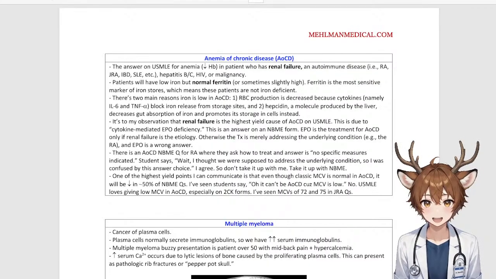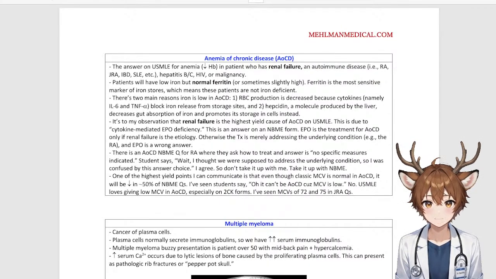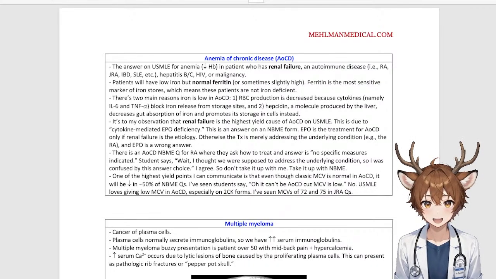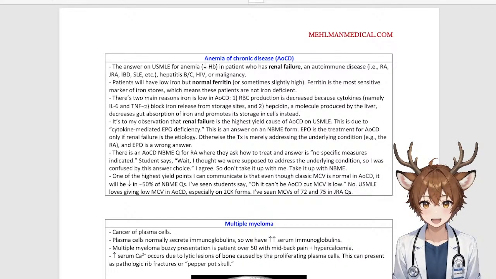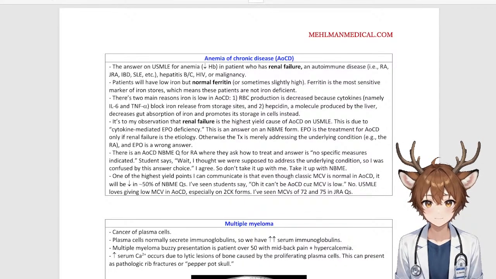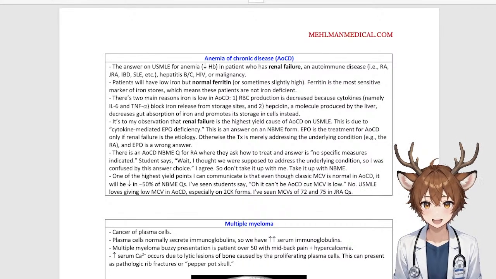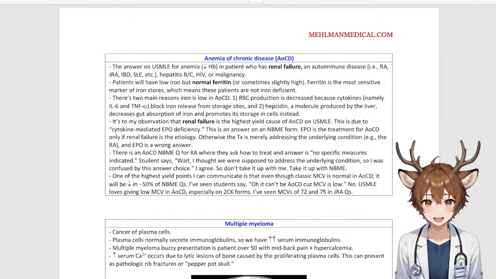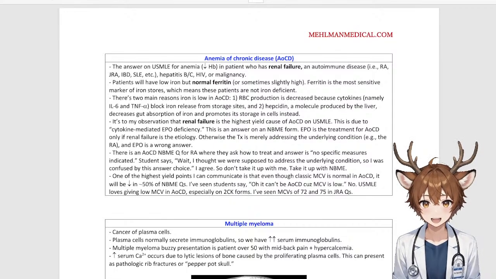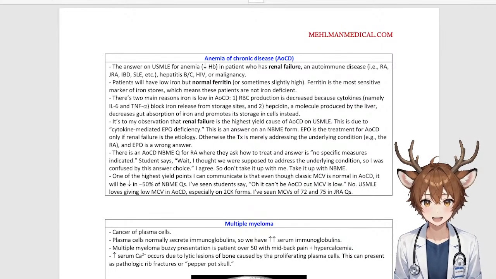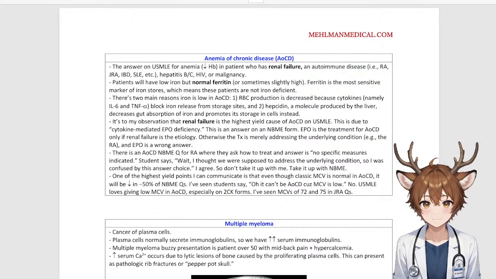It is my observation that renal failure is the highest yield cause of AOCD on USMLE. This is due to the cytokine-mediated EPO deficiency. This is an answer on an NBME form. EPO is a treatment of AOCD only if renal failure is the etiology. Otherwise, the treatment is merely addressing the underlying condition, that is to say the rheumatoid arthritis, and EPO is a wrong answer. There is an AOCD NBME question for rheumatoid arthritis where they ask how to treat, and the answer is no specific measures indicated.